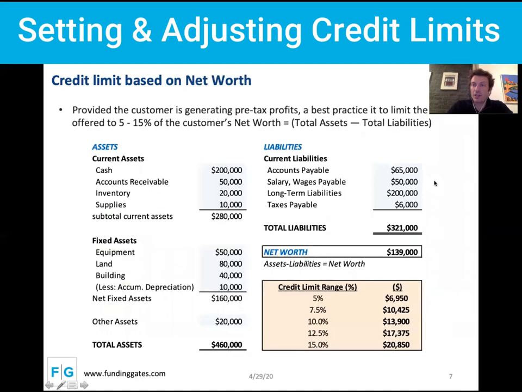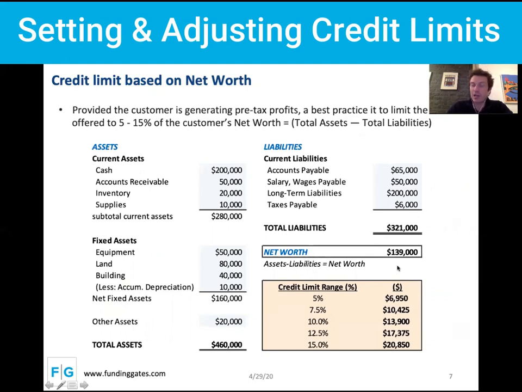Another way to calculate credit limits is based on the customer's net worth. You get that number from the balance sheet. The way net worth is calculated is the customer's total assets minus total liabilities. Over here, you have current assets, fixed assets, total assets is 460,000. Liabilities is 321,000. This minus this is 139,000.